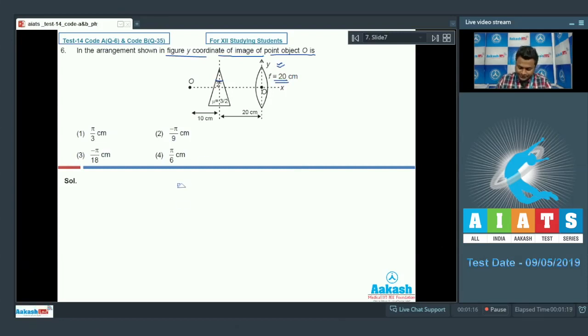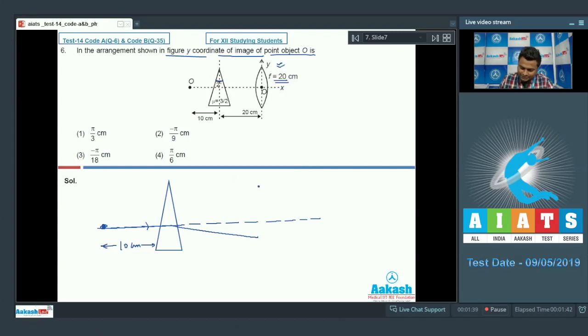Now let us draw the diagram. Suppose this is the prism. Here is the line on which object is kept, point object it is. This distance is given 10 centimeter. Now let us take two light rays. One will be this, deviated by a very small angle. If this is 2 degree, now let us calculate the angle of deviation as well.